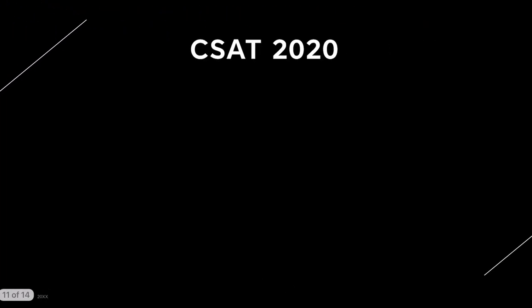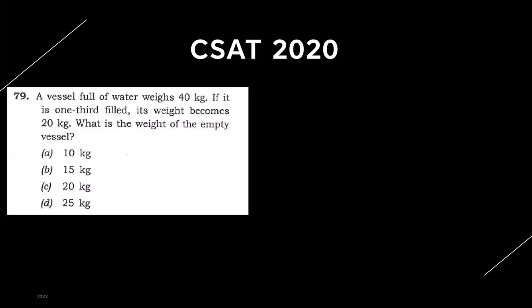Now, moving on. This is the last question for this, based on the linear equation. Here, it says a vessel full of water weighs 40 kg. Means there is a vessel and there is some water in it. If a vessel full of water weighs 40 kg, means when the vessel is totally full, then it weighs 40 kg. But if it is 1/3 full, its weight becomes 20 kg. What is the weight of the empty vessel?